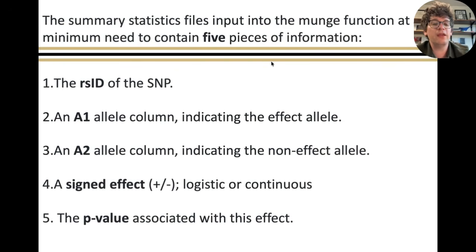When you're looking for GWAS data, there are 5 key pieces of information that you need in order to be able to run munge and LD score regression. The first is the RSID of the SNP, or the SNP identifier. The second is the A1 column, which is the effect allele. The third, the A2 column, or the non-effect allele. The fourth is a column that could be turned into a signed effect column. So this could be a z-statistic, logistic or continuous betas, or an odds ratio. The only issue would be if you only have p-values. But with that said, the fifth piece of required information is the p-value.